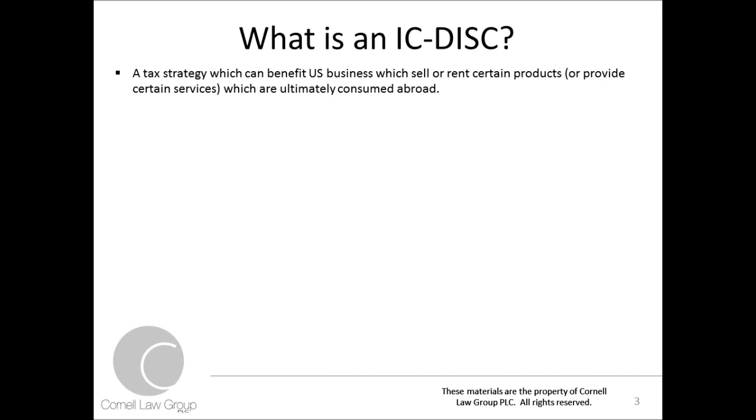We'll get into how IC DISC structures work in more detail, but setting up an IC DISC basically involves the owners of an existing business setting up a new separate corporation which elects to be treated as an IC DISC under the tax code, and a portion of the earnings of the existing business are then basically shifted into the IC DISC, which produces the tax benefits that we'll discuss.